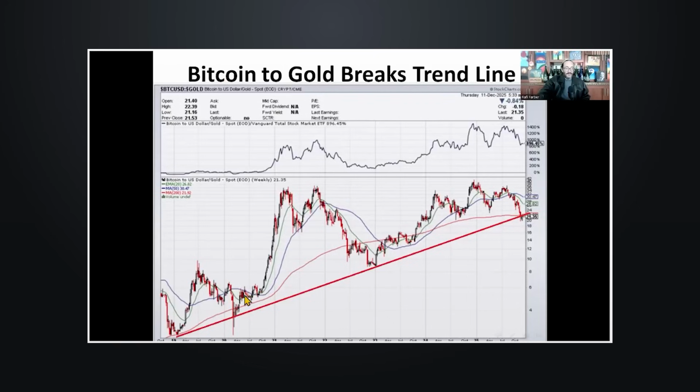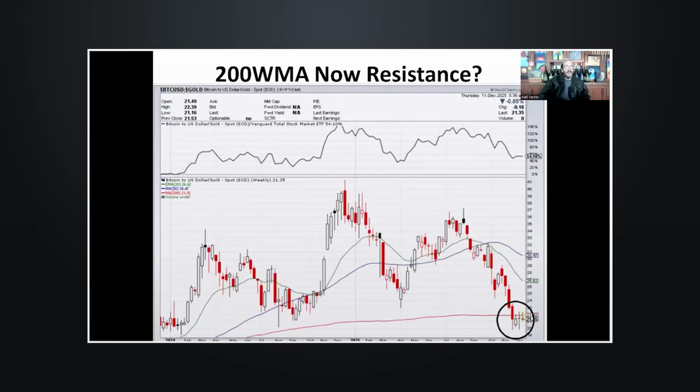So this is the Bitcoin to gold ratio. You can see that the trend line has also been broken here. And now we've broken the trend line, which is also the 200-week moving average. And oh boy, this is scary for Bitcoin holders. I don't know. If I were them, I would ignore all of this and pretend that money doesn't exist.